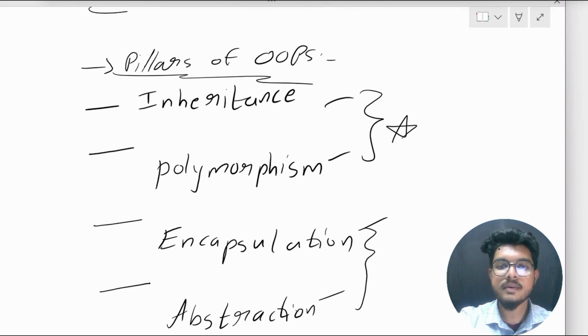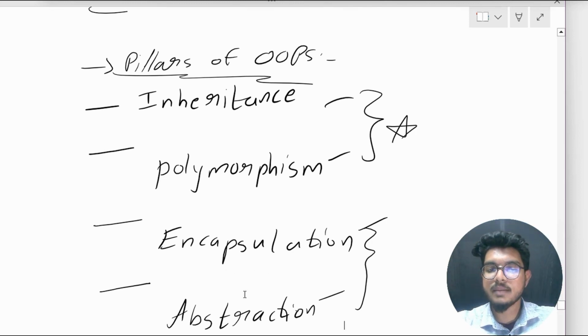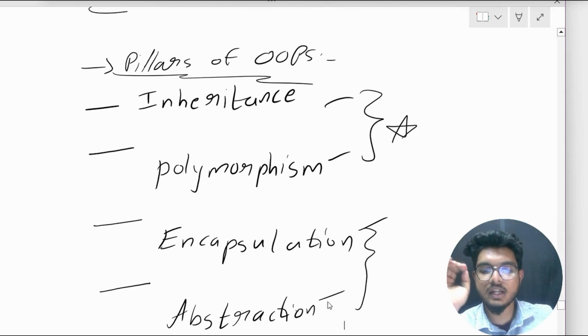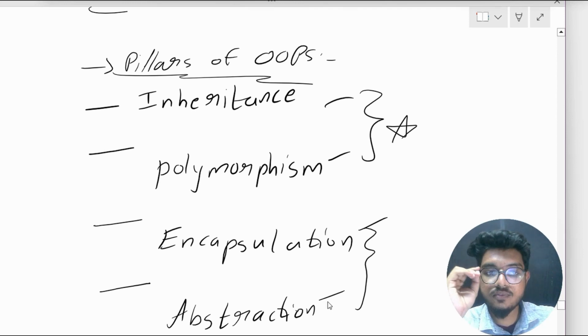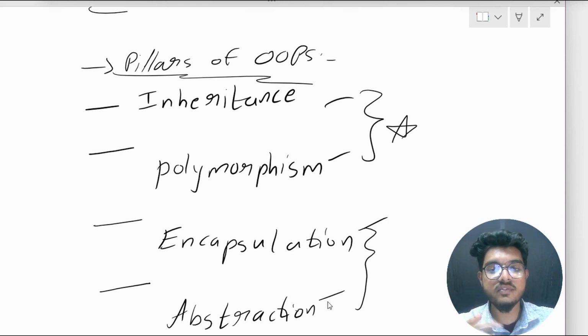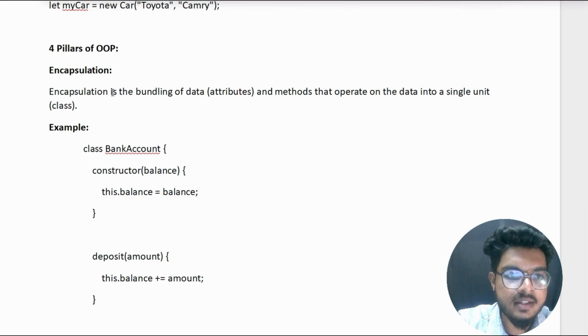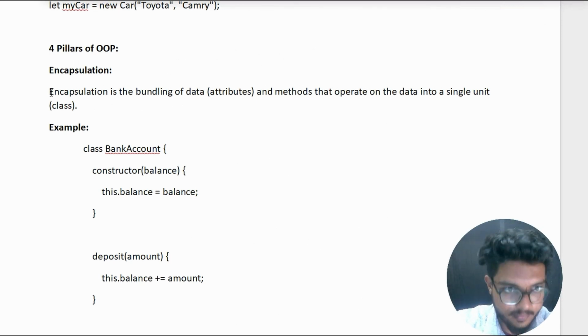Yes, everyone, clear? So the four concepts are inheritance, polymorphism, encapsulation, and abstraction. Irrespective of the programming language which you are using, these four are the concepts in OOPS, object-oriented programming, which are very fundamental and which are used very frequently. Let's go back to the notes and understand these concepts. Four pillars of OOPS. Encapsulation.